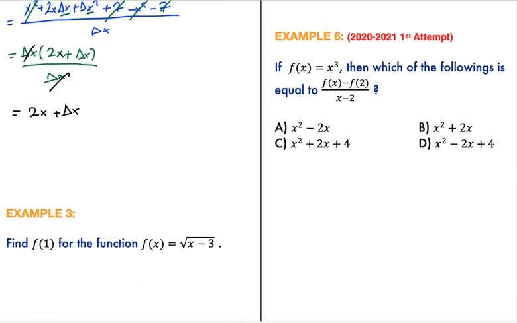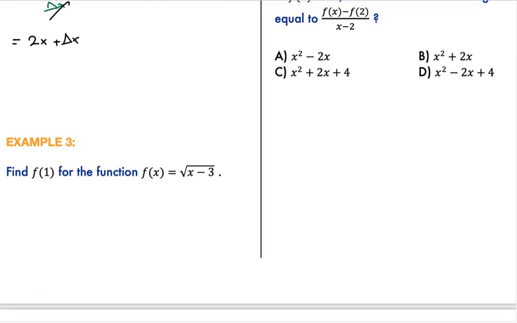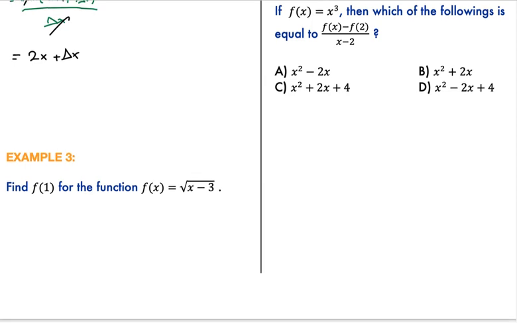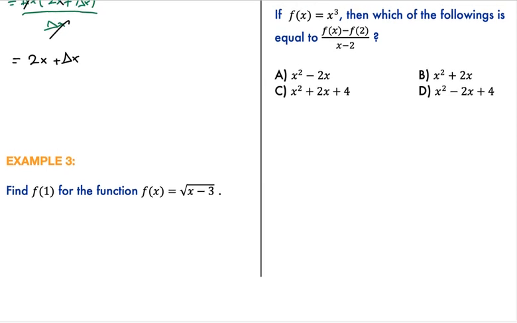Okay, let's move on with another question. Sometimes we don't find an answer. For example, evaluate f of 1 for this function. So we replace our x's with 1. F of 1 equals, this is 1, and this is also 1, square root of 1 minus 3. 1 minus 3 is negative 2.